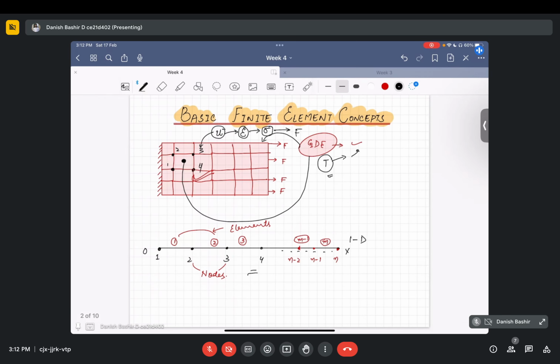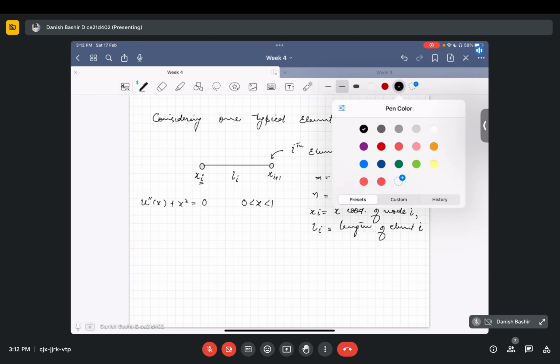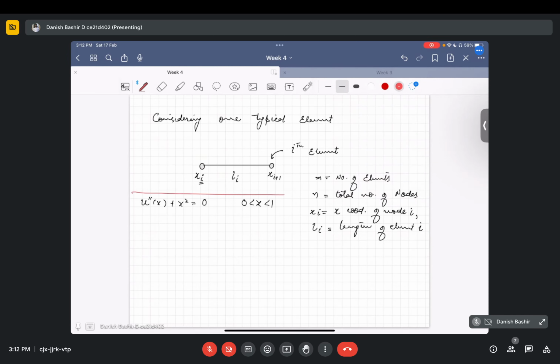While I am teaching you this concept, we will be parallelly solving one general boundary value problem also. Let me write that problem for you as well. We will be solving this problem today. We have u double dash of x plus x square equal to 0, and its domain is 0 less than x less than 1. This is our governing boundary value problem for today.